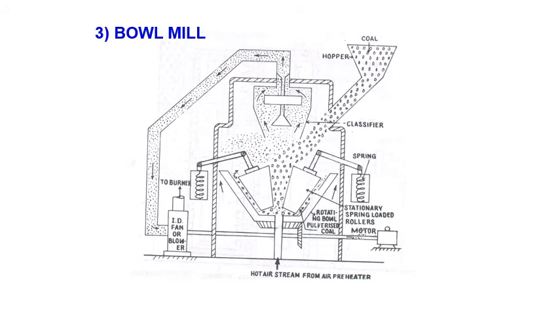Let us see the bowl mill. How does the bowl mill work? The coal comes from the coal hopper, and here we can see it generally has three grinding wheels, and between the three grinding wheels the coal will be ground properly.